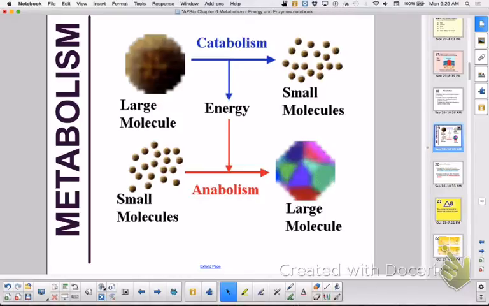So on your notes, metabolism is the sum of all the chemical reactions that occur in a cell. The sum of all the chemical reactions that occur in a cell.